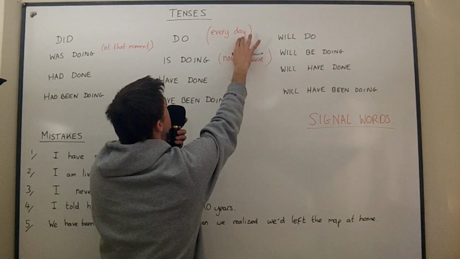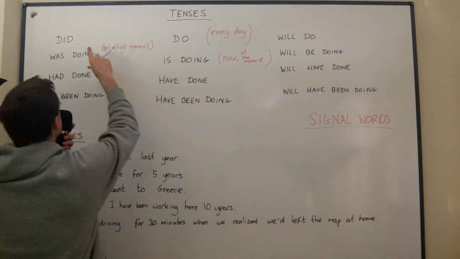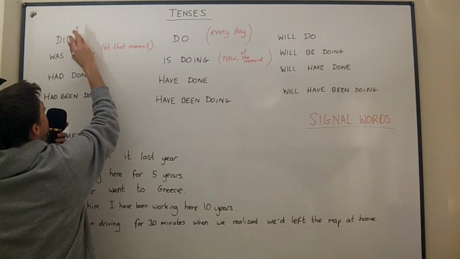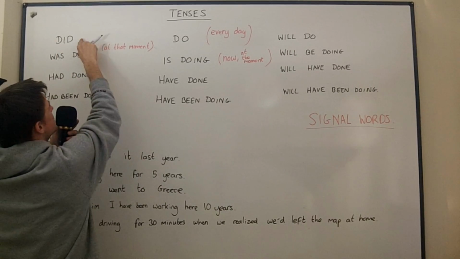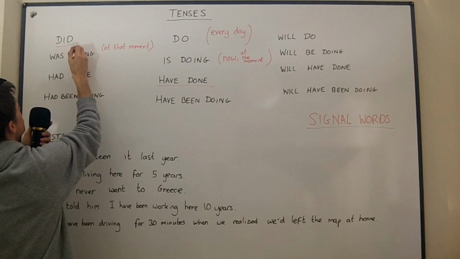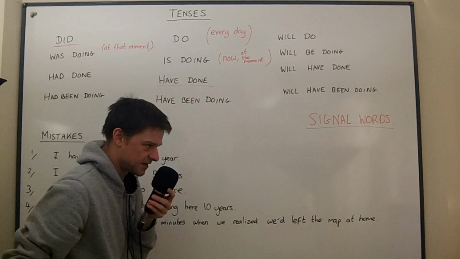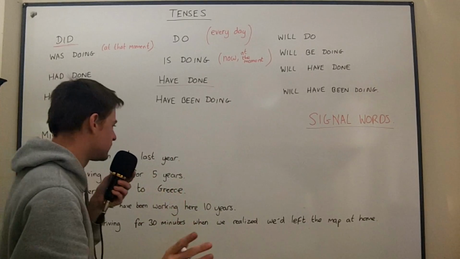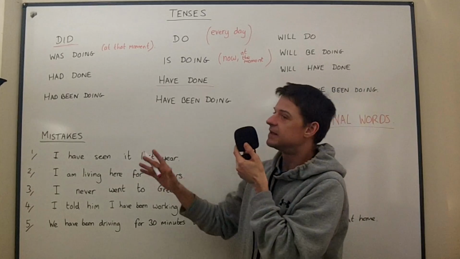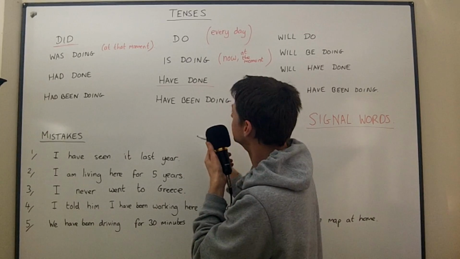Now, if we use do for every day or every week, or things which are fixed and happen regularly, we use past simple for just simple, finished actions in the past. And past simple is very important to make sure you understand how it differs from this one. These two really must be distinguished: past simple and present perfect. In fact, there are more mistakes with past simple and present perfect, like number 1 here, than any other tense mistake. I think it's probably more common than any other mistake in the tenses.